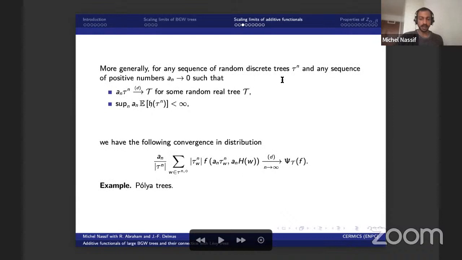So this works. You just need to have a scaling limit and some moment condition, some boundedness condition on the height. And in this case, you still have the same kind of convergence in distribution. And for example, you can apply this to uniform Pólya trees.